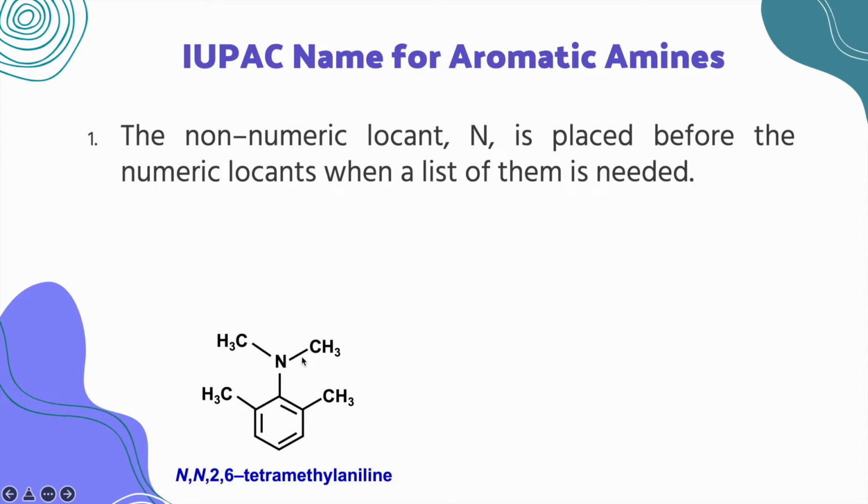And these 2 methyls are attached to N, so the position of those methyls is at N. So you have to put N first. N,N,2,6-tetramethyl, tetra because there are 4 methyls in total. N,N,2,6-tetramethylaniline. That's how you apply rule number 1.